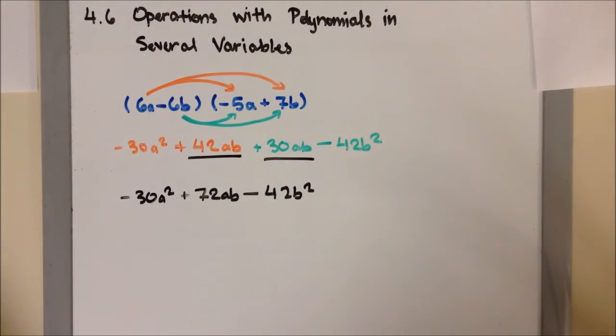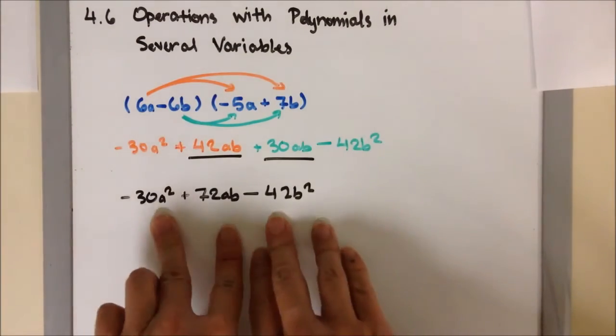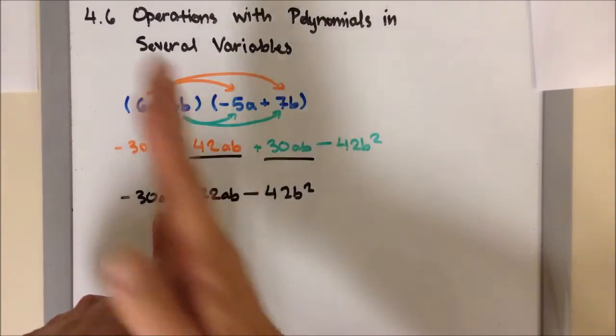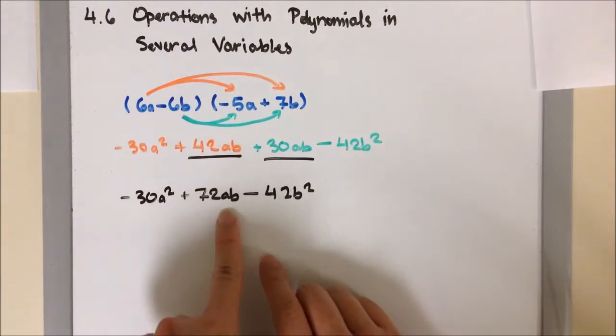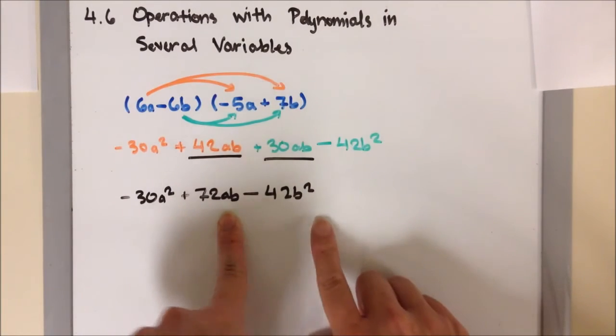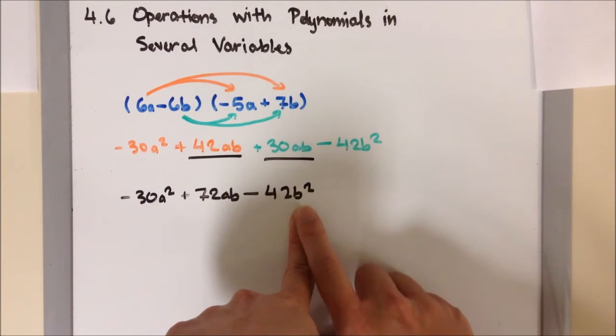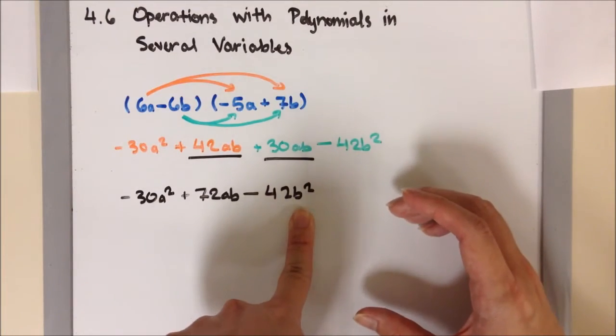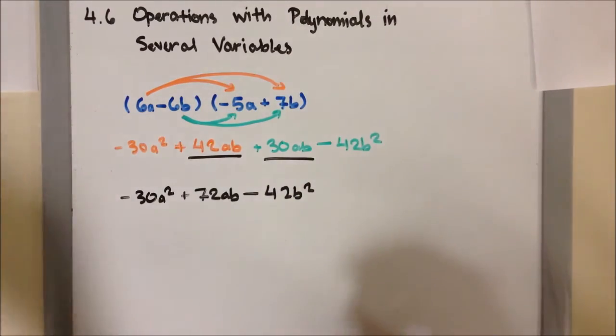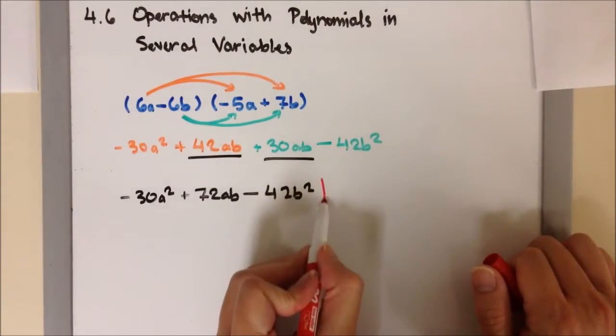Now looking at it, I see that my terms are already in order. So since the a squared is by itself, it went first. And then my ab is in the middle. Since the b squared is by itself, that's going to be put last. So it's already in order. I'm just going to box this up as my final answer.